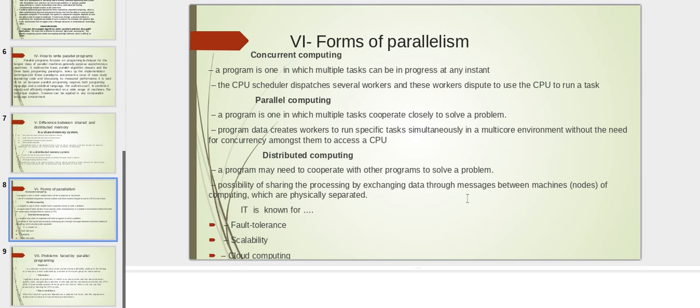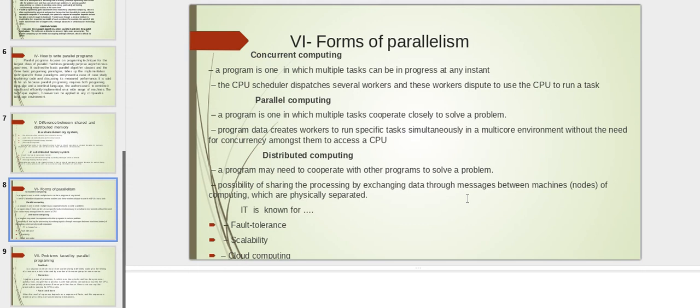Programs that create workers to run specific tasks simultaneously, like we said, is a multi-core environment. You attribute different tasks to different processors to execute them on different states. So this is all we're talking about in parallel computing.